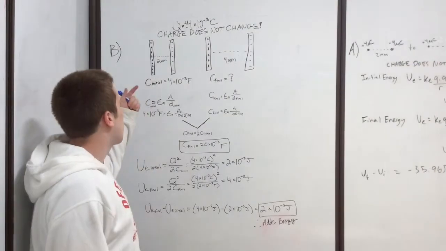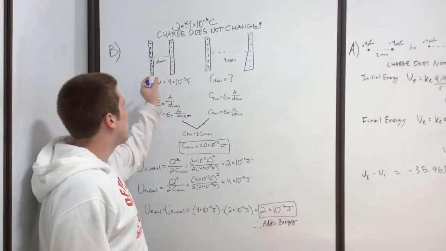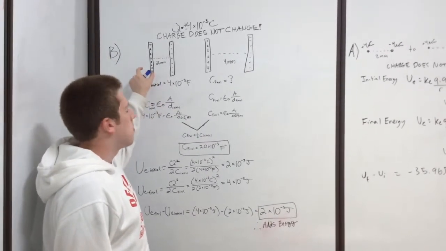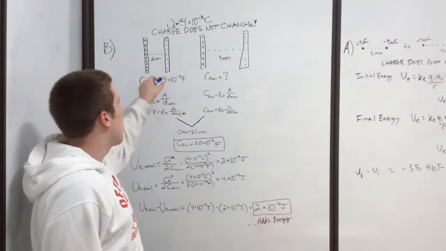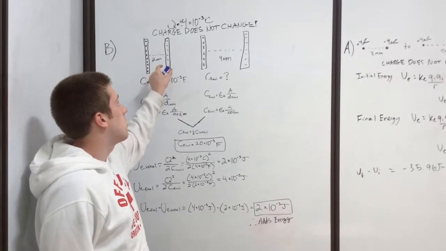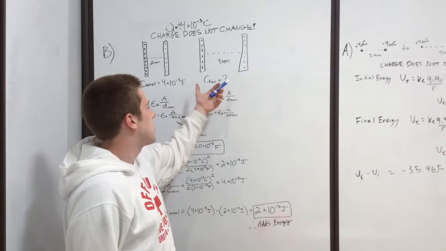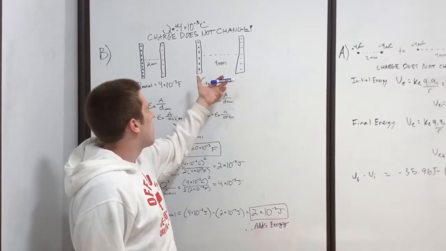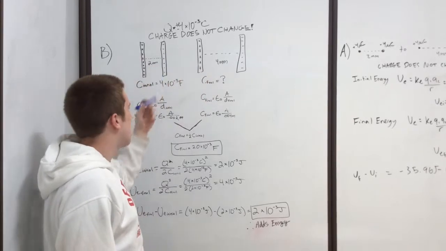Okay, so for part B, we have two plates that are parallel that are 2 millimeters apart. The positive plate has a charge of 4 times 10 to the negative 3 coulombs, while the negatively charged plate has a charge of negative 4 times 10 to the negative 3 coulombs. And we want to try and find the capacitance for a pair of parallel plates that are 4 millimeters apart, where the charges are the same.